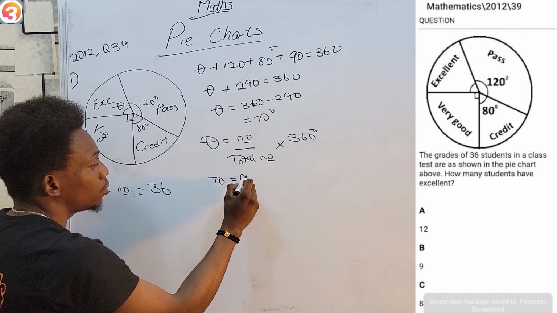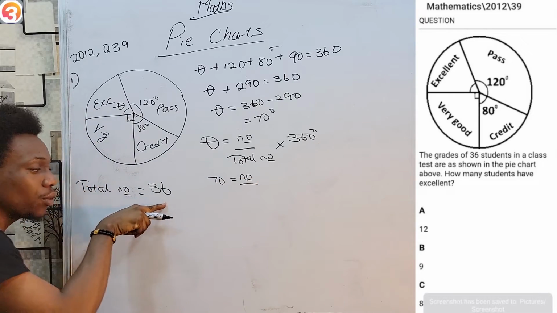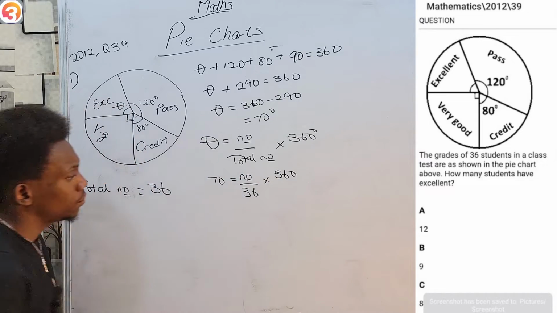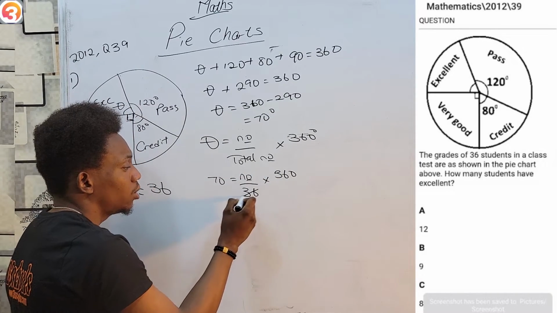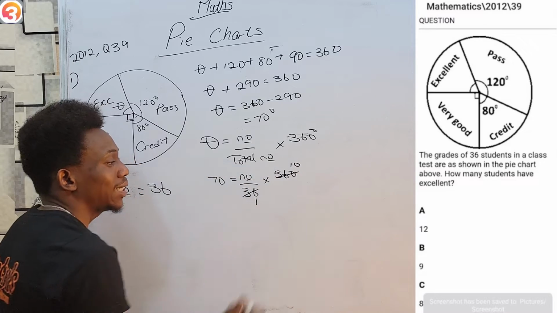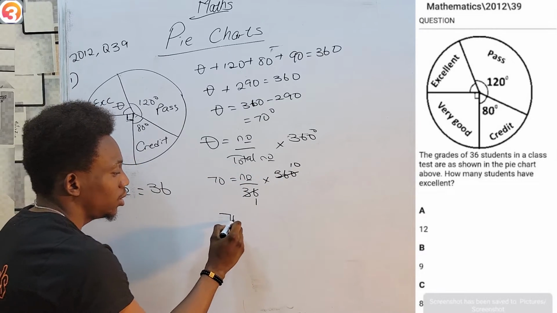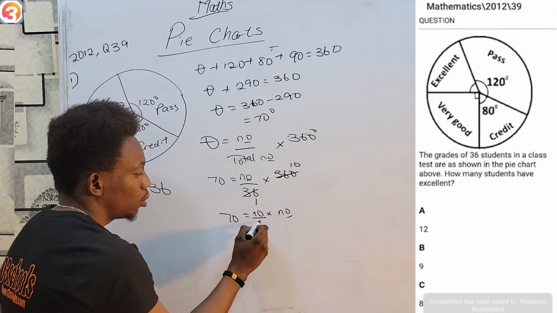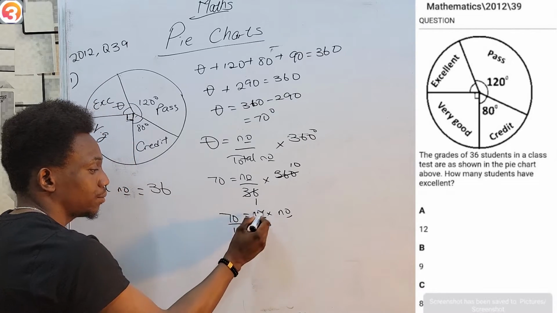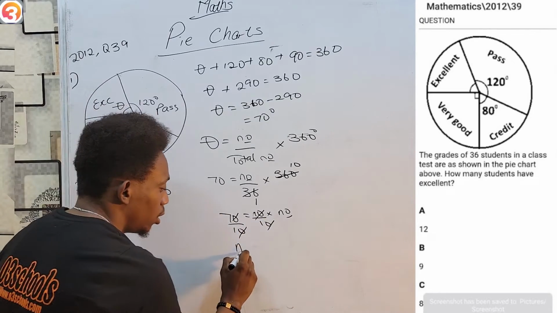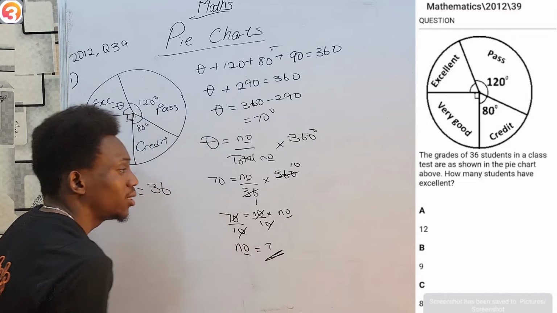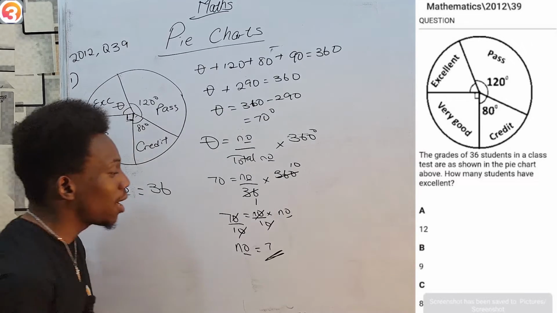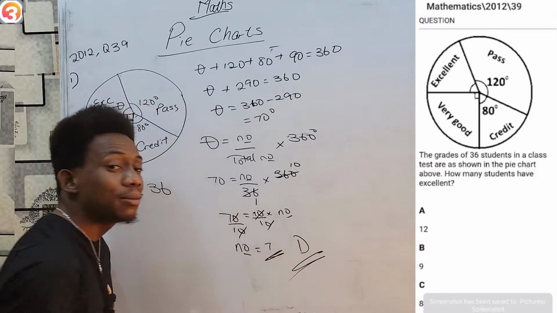We do not know what this number should be, but the total number we have here is 36, and this is 360 degrees. What can we do? Well, quite simply, 36 here is 1, 360 here is 10. That means 70 equals 10 times the number over 10 over 10. 0 cancels 0, indicating that the number is 7. That means 7 people get excellent, and that is my option D.